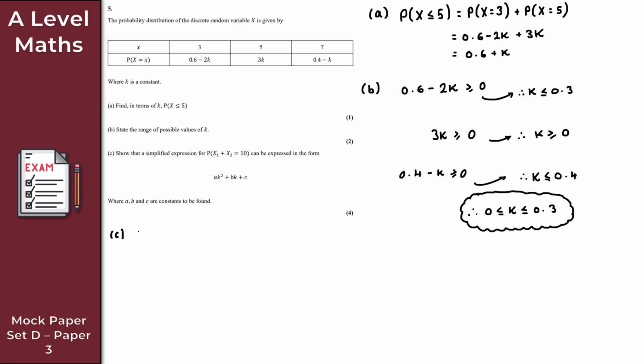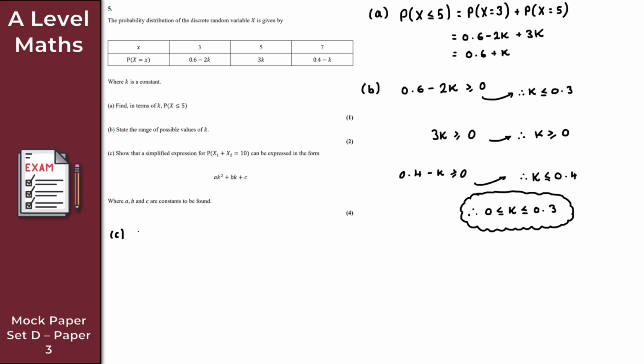Perfect. So therefore, the probability here that x1 plus x2 is equal to 10 is equal to these products here, right? So for example, for 3, 7 here, that's this probability times this probability here, right? So 0.6 minus 2k times 0.4 minus k. But just notice here that will also be the same for 7, 3, right? The order of multiplication doesn't matter. The result is still the same. So I've got two lots of that product.